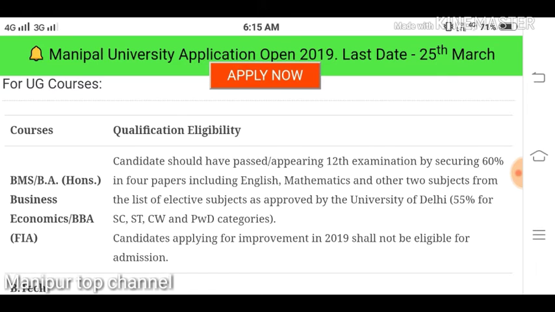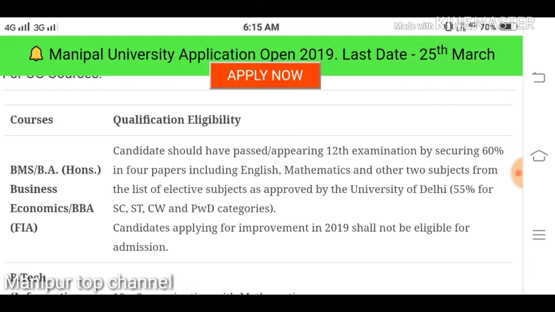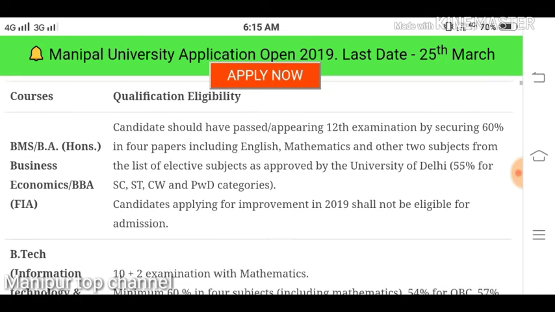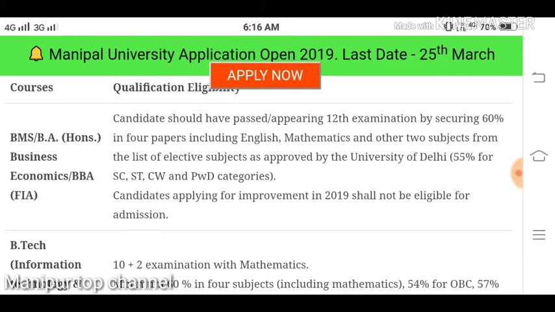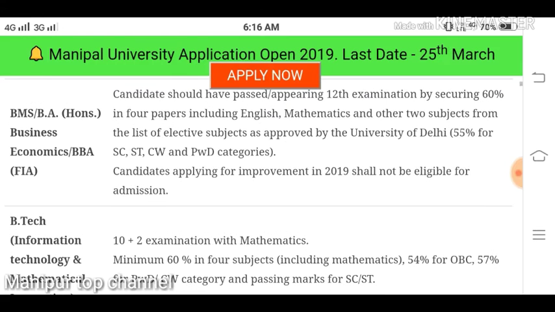To make sure, candidates should have passed or be appearing in the examination, securing 60% in 4 papers, including English, mathematics, and 2 other subjects from the list of elective subjects as approved by the University of Delhi, and 50% for SC, ST, CW, and PWD categories. And they have given all the information here. And candidates who are appearing for improvement are not eligible to apply for this course.